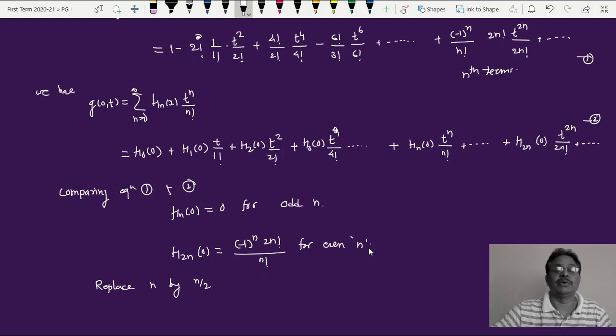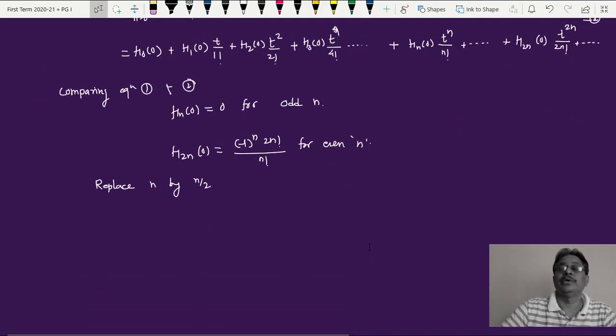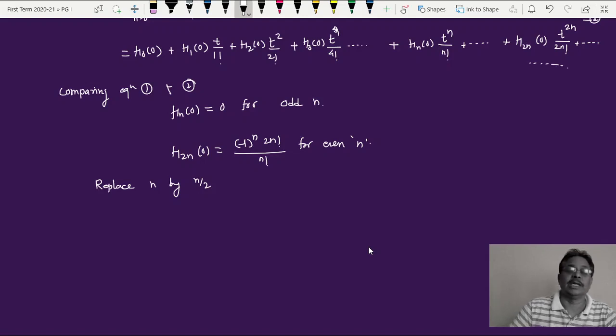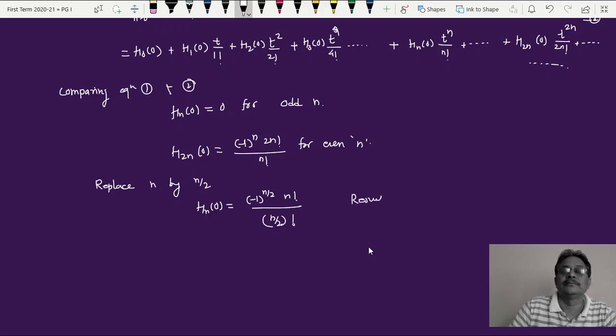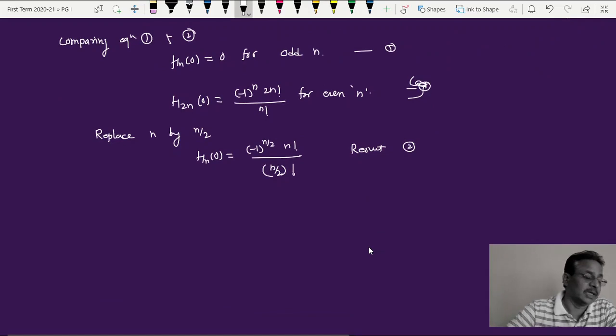I'll get hn of 0 is equal to, see this is h2n we have taken from here, this equation, and therefore replacing n by 2, I'll get hn of 0 is equal to minus 1 raised to n by 2, and then twice n factorial. Replacing n by 2, the 2 will get cancelled, so we'll get n factorial divided by n by 2 factorial. Okay, and this is my result 2. So this is result 1 and this is result 2. So here we have proved one such property of this Hermite polynomial of nth order for x equal to 0.